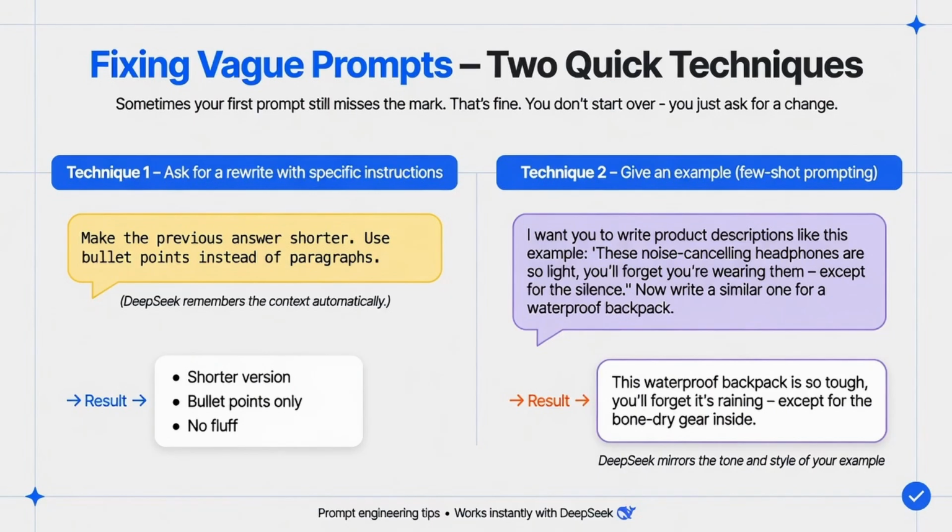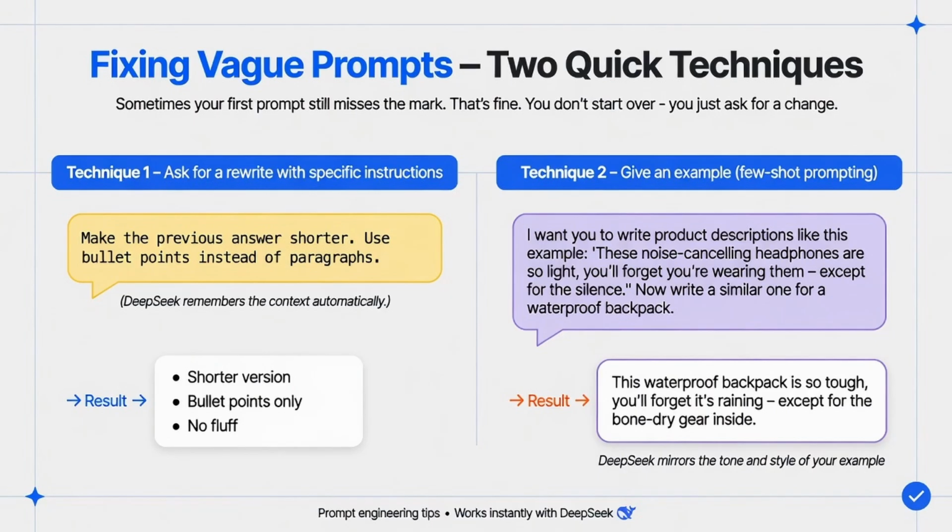Technique 1. Ask for a rewrite with specific instructions. Make the previous answer shorter. Use bullet points instead of paragraphs. DeepSeek remembers the context automatically.